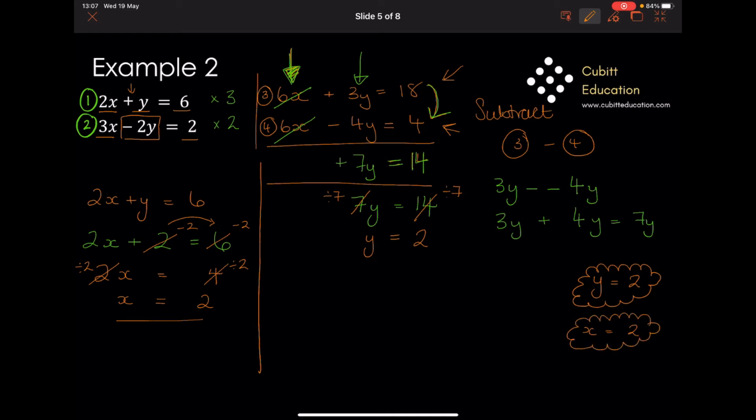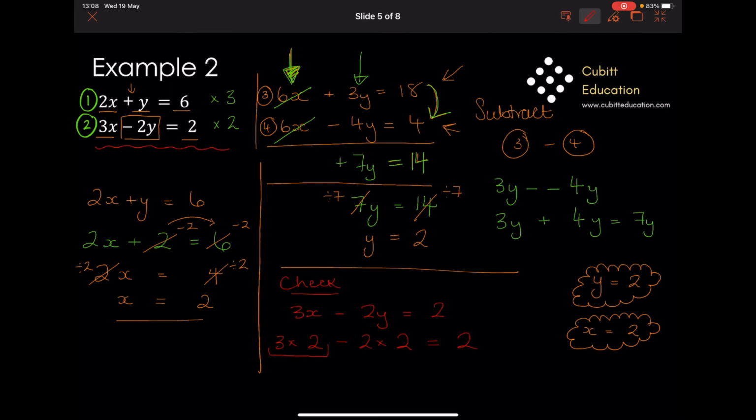Okay, let's check then. Let's do a check. Okay, I'm going to change my colour for a final time. Check. I'm going to use this equation here, equation 2. 3x minus 2y equals 2. 3x means 3 times 2. And then minus 2y means minus 2 times 2, because both x and y were 2. We need to check that that is equal to 2.